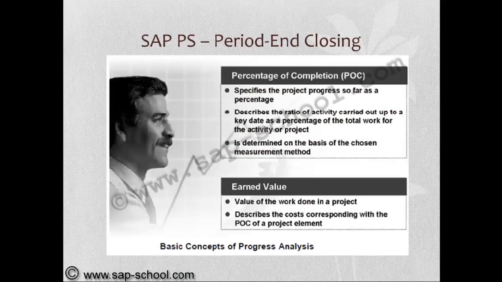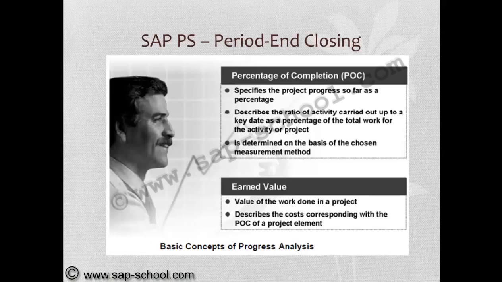So the concept of progress analysis is percentage of completion. It specifies the project progress so far as a percentage. It describes the ratio of activity carried out up to a key date as a percentage of the total work for the activity or project. It is determined on the basis of the chosen measurement method.